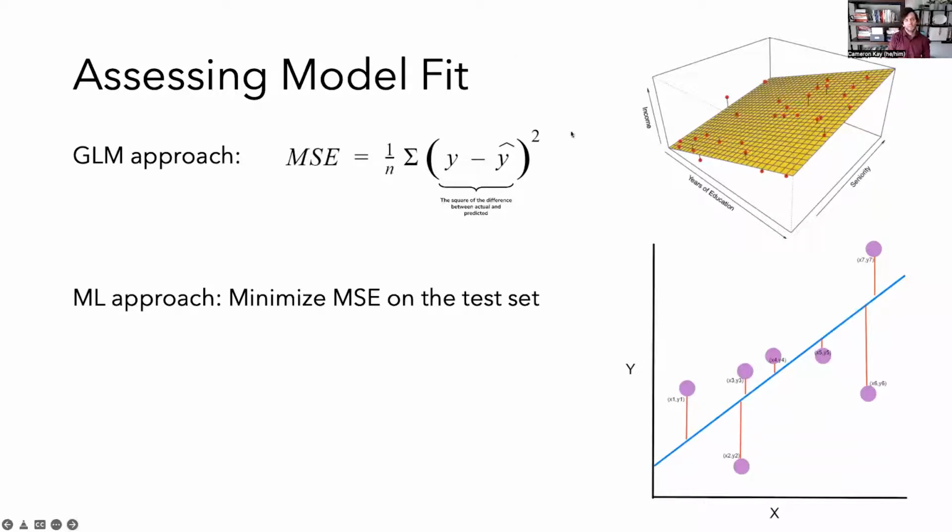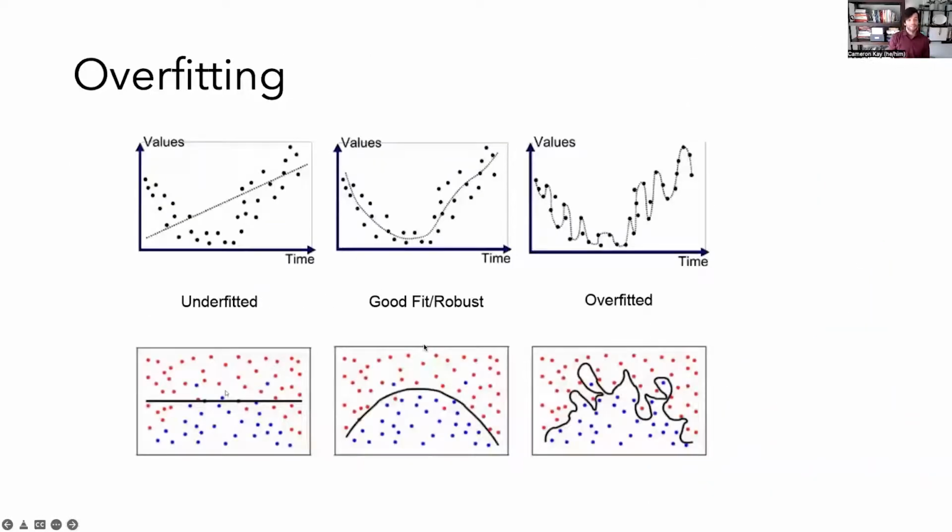So in terms of assessing our model, we want to minimize mean square error on the test set. We want to have as few differences between our predicted values and our actual values as possible. Before we talk about evaluating our test set further, it is important to talk a bit about overfitting. You're somewhat familiar with overfitting, but it's a really important concept, especially in machine learning.